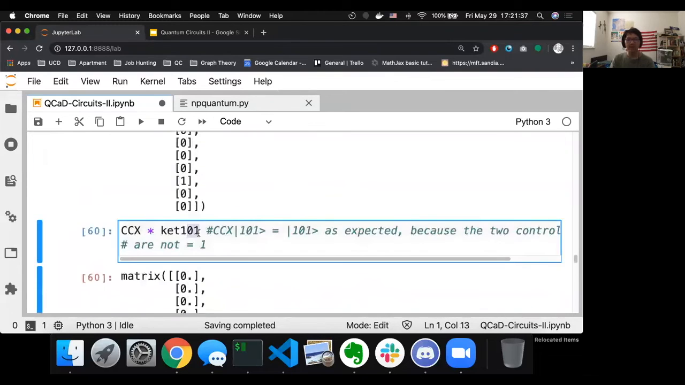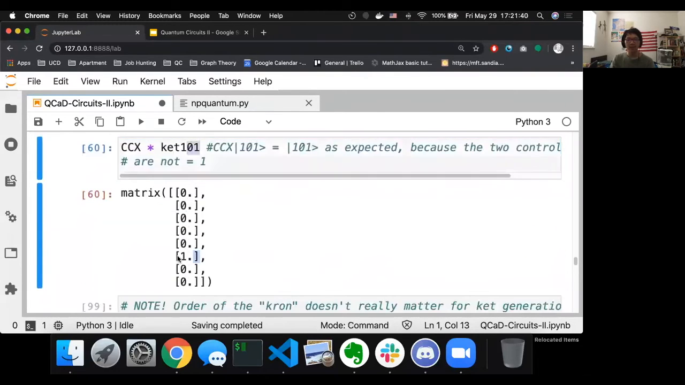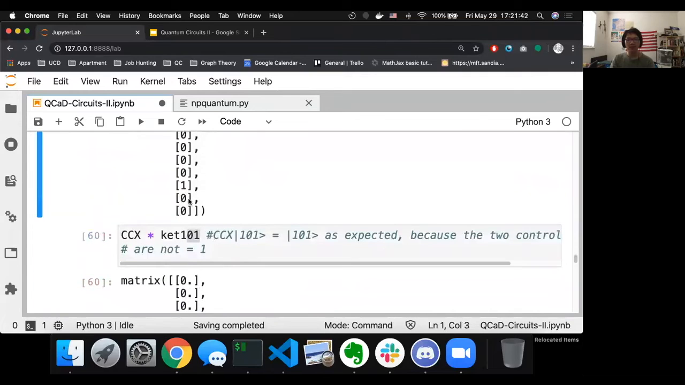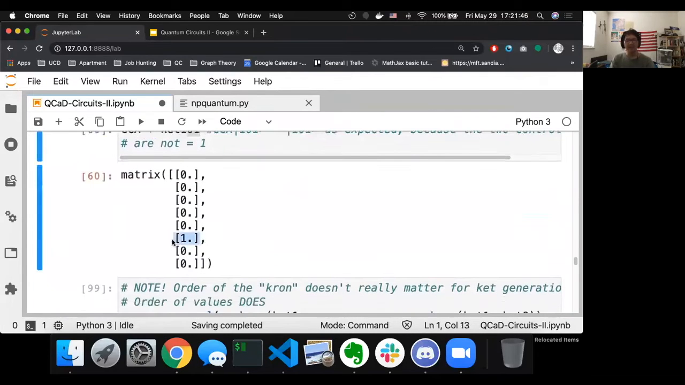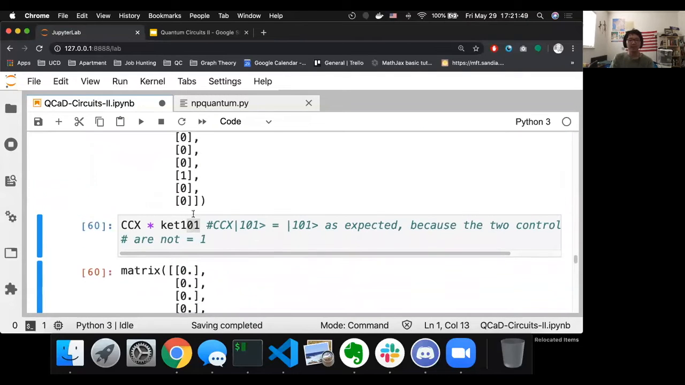Oh yeah, here we go. Sorry, down here, 101. So nothing changes. This is the normal 101, and this is after applying the CCX, or the Toffoli, and nothing seems to have changed, which makes sense because the control qubits are not both 1s.